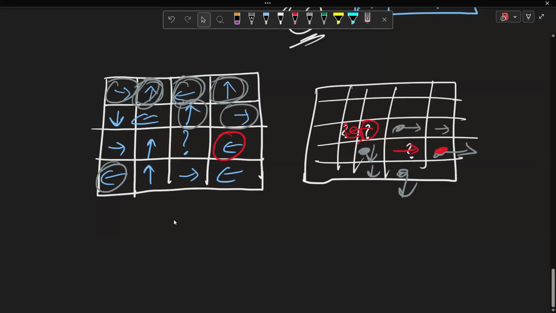If there is any confusion, now you can ask. Yeah, it's multi-source BFS only.